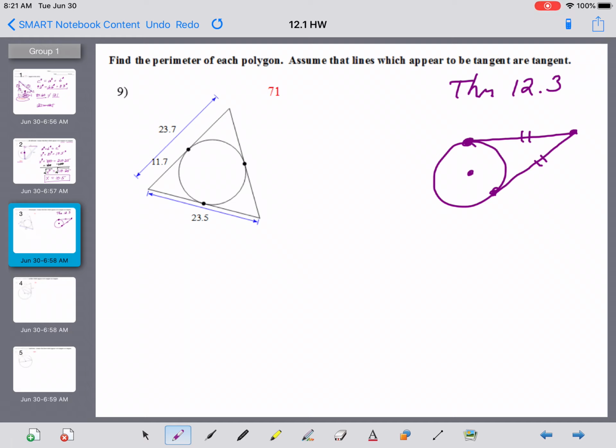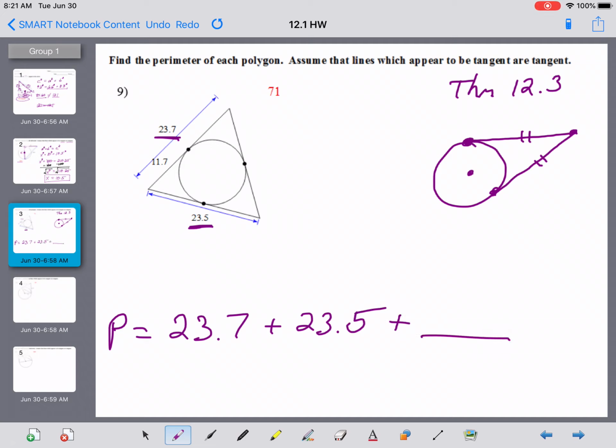All right, so we're supposed to find the perimeter of the polygon. The polygon here is the triangle going around the outside of the figure. And you can see right away that we know two of the three sides. This left side in the figure is 23.7. This bottom side is 23.5. So when I go to actually find the perimeter, we're going to take those two sides and add them together. But we also need the length of the third side, this one right over here, which is unknown. So let's talk about how we're going to find that.